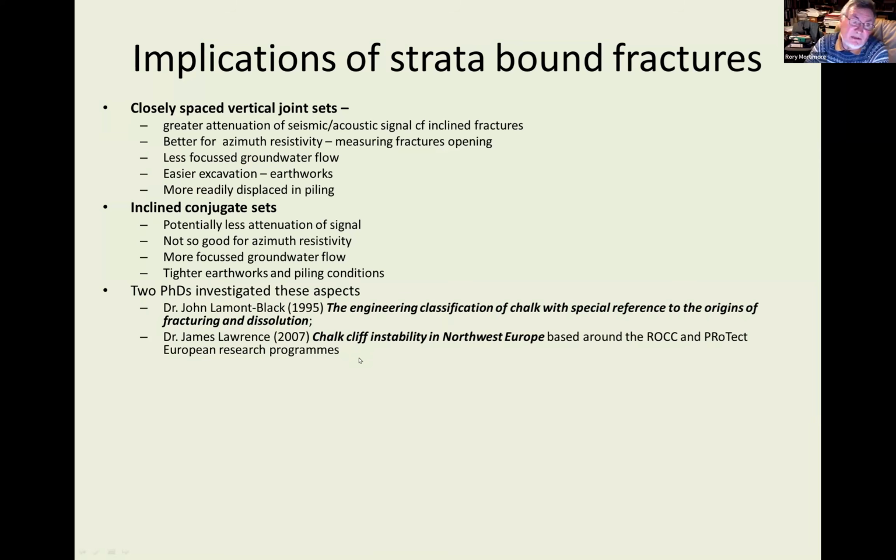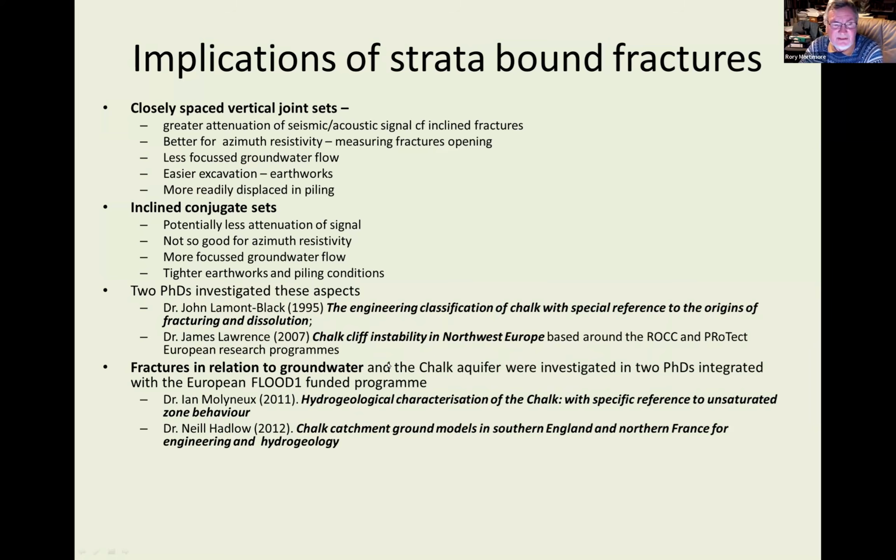And those of you who are interested in looking a bit more into some of these aspects, there are a couple of PhDs, one by John Lamont Lack on the engineering classification of chalk with special reference to origins of fracturing dissolution. That's a useful one if you ever want to look at it. And James Lawrence's PhD on cliff instability in Northwest Europe is also a useful one if you want to understand a bit more about cliff stability. If you're interested in fractures in relation to groundwater, there's another PhD by Ian Molyneux on the characterization of the chalk, and that has some superb stuff in it, so you really ought to read it. And Neil Hadlow is looking at the catchment ground models in southern England and northern France as well.